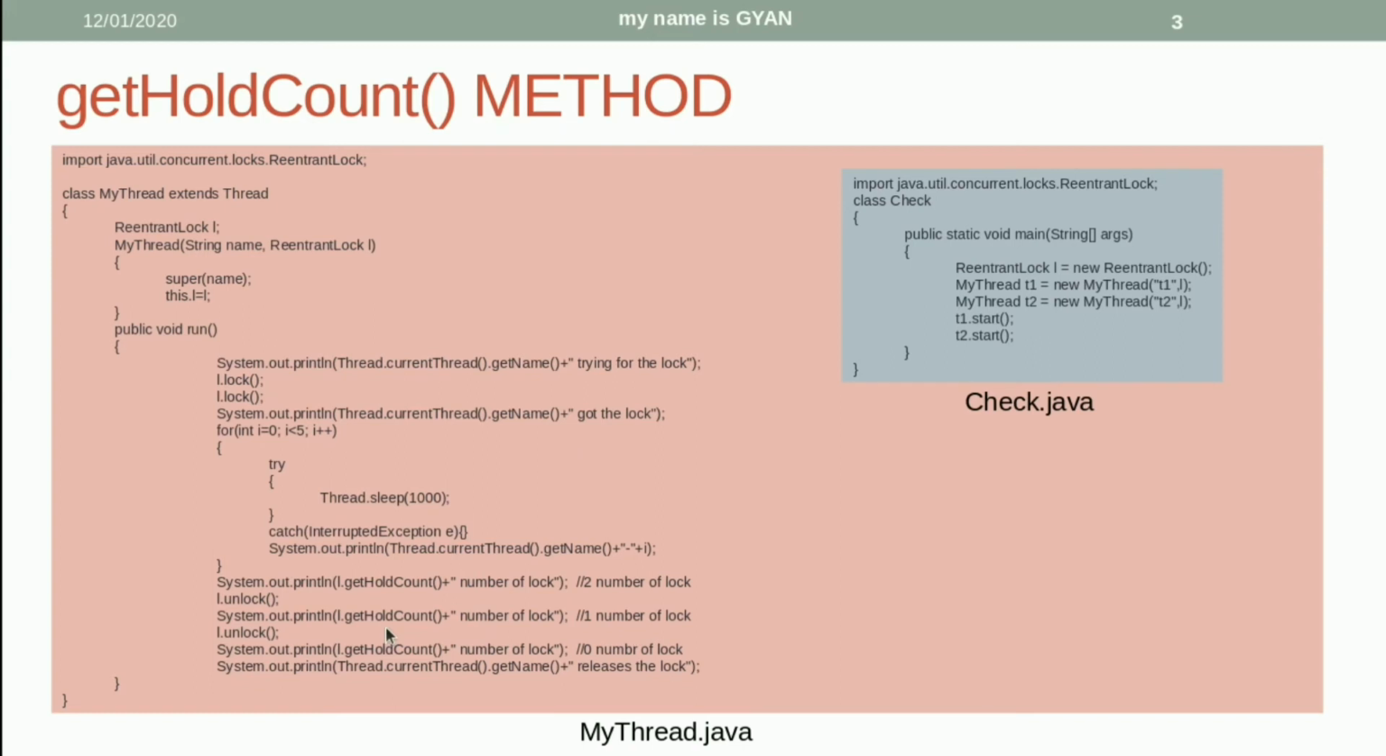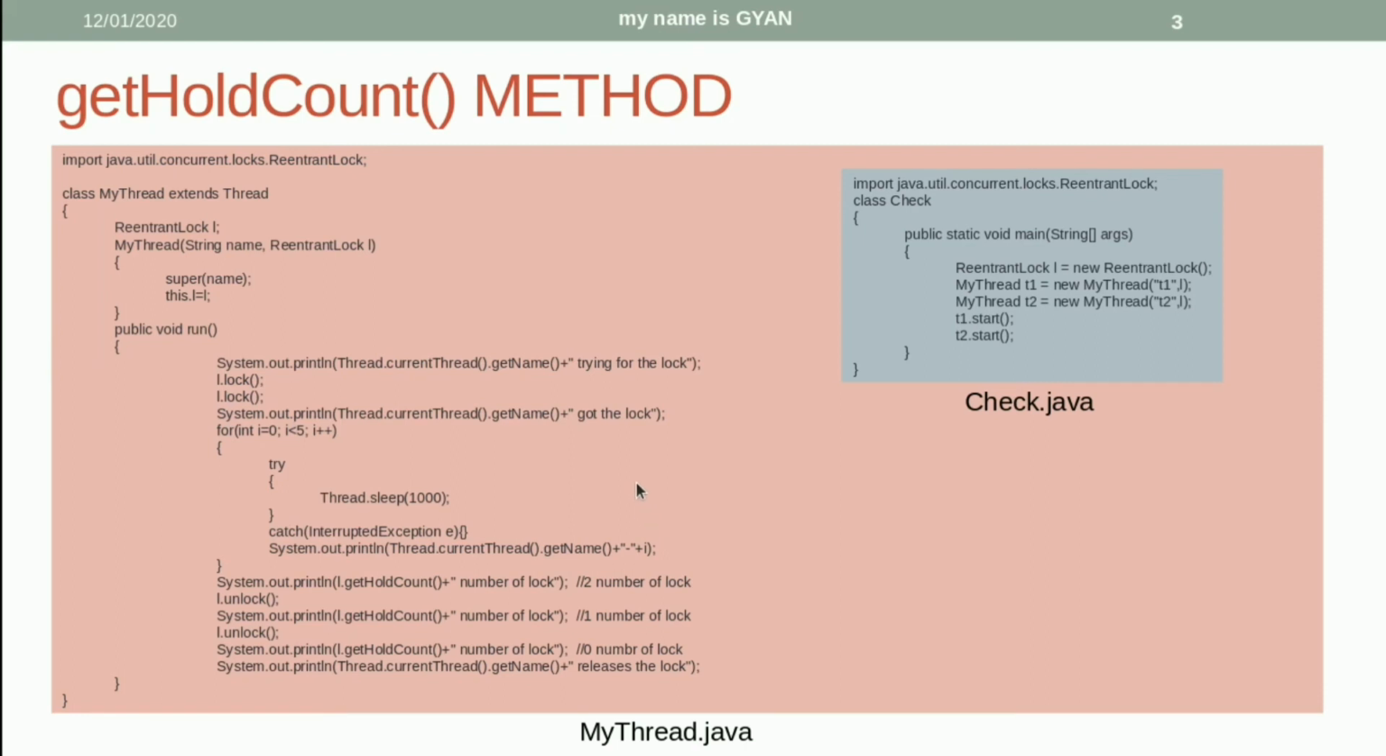After that, the thread T1 calls another unlock method. By calling the second unlock method, the thread T1 releases all the locks and the hold count for the thread T1 is reduced to 0. Therefore, calling L.getHoldCount returns 0 and it prints 0 as the number of locks. After that, we are printing that the thread name releases the lock. After the thread T1 unlocks both the locks, the thread T2 gets a chance to come inside and execute this loop. And the same thing happens for the thread T2.